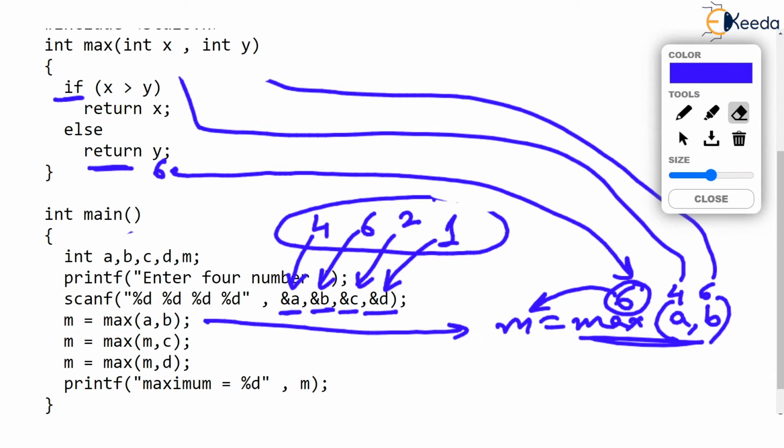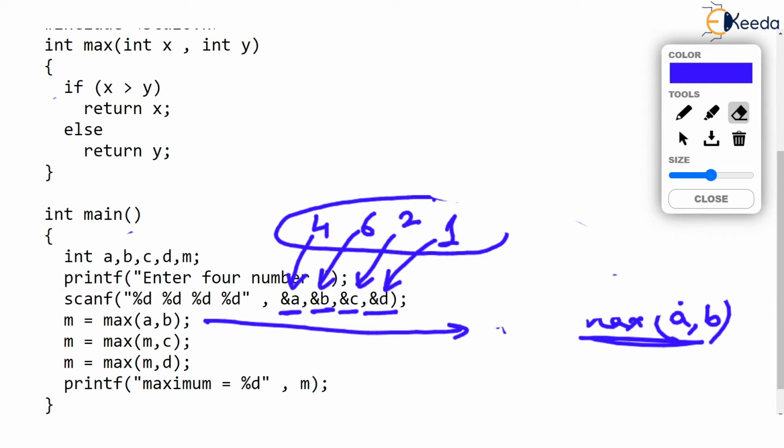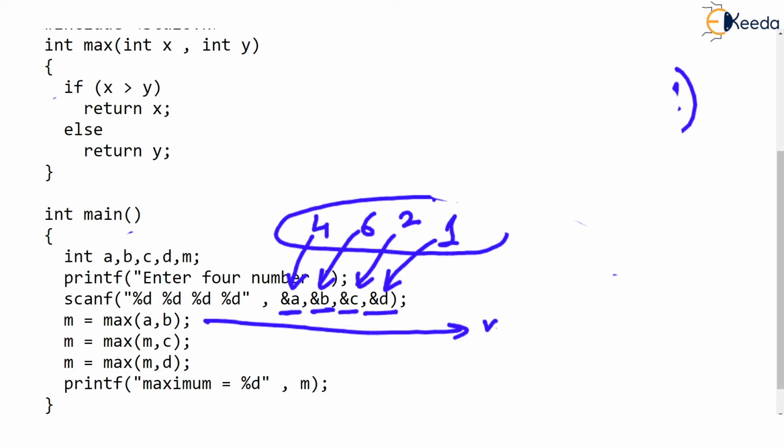I hope you have read the remaining program on your own by now and you have got it, GATE students. But it's my job to tell you what's happening exactly. So here we go. The first line is done. m is equal to max of a comma b. a was 4, b was 6. So the function returned 6 at the call. m is 6 now.